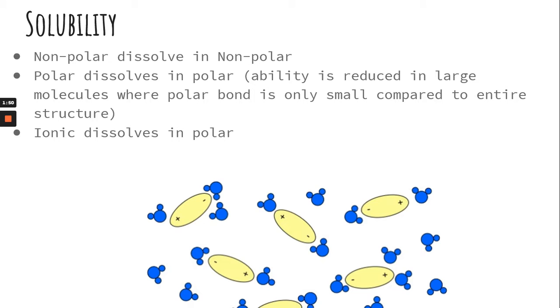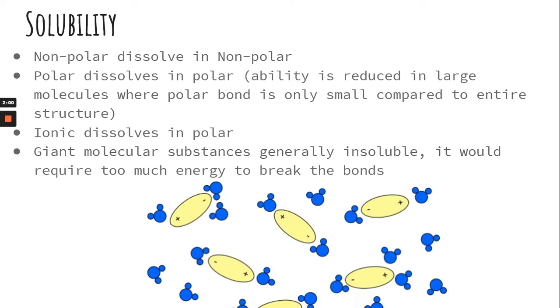Ionic dissolves in polar because you have that positive and negative that's similar to each other. And then giant molecular, those macromolecules, they do not dissolve because those bonds are so strong it would take too much energy to break them apart and dissolve them into a solvent. So giant molecular are not soluble. Everything else follows the rule of like dissolves like.